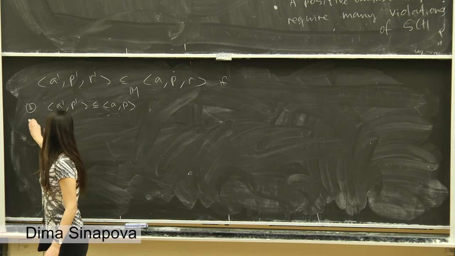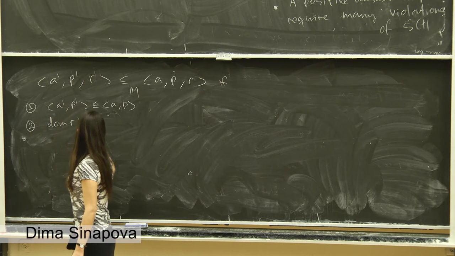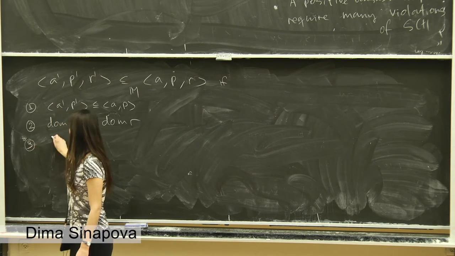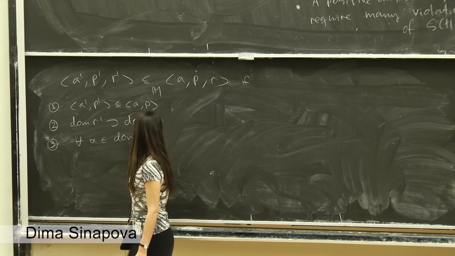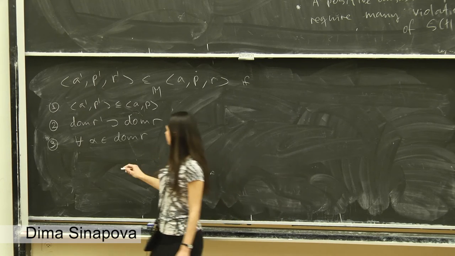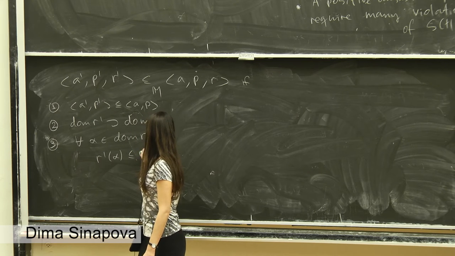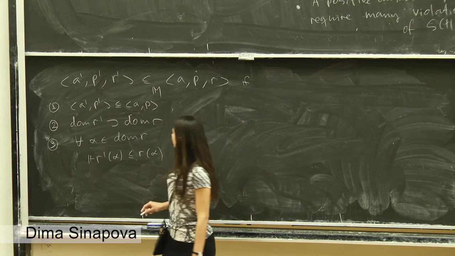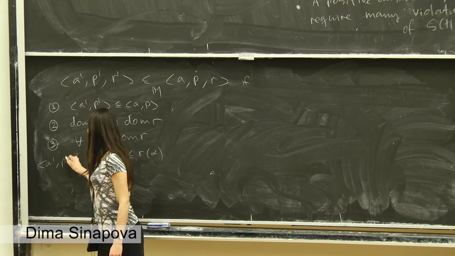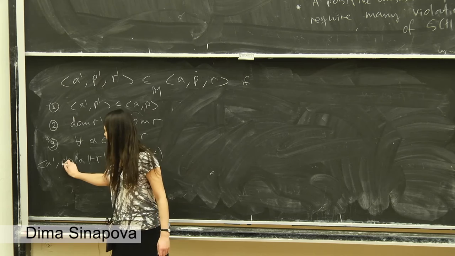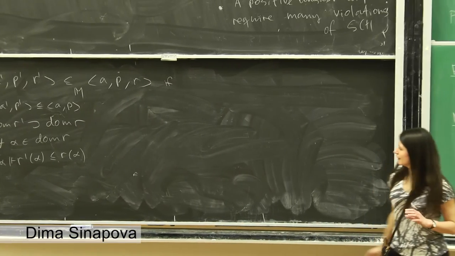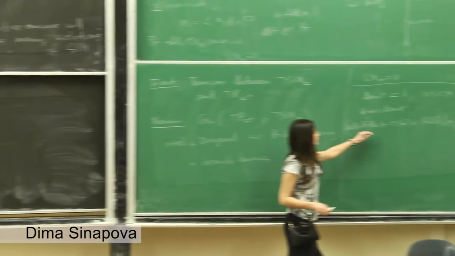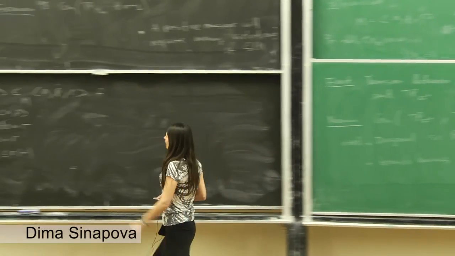Also, well, what about R? Again, it's the natural thing. Domain of R prime has to extend the domain of R. And the last condition, so we want for every alpha in the domain of R, R prime of alpha to be less than or equal to R of alpha. But of course, these are names for conditions in the opposite order. So this is forced by A prime, P prime restricted to alpha, where this denotes the appropriate condition corresponding to A prime, P prime when you project it to this model up to level alpha.